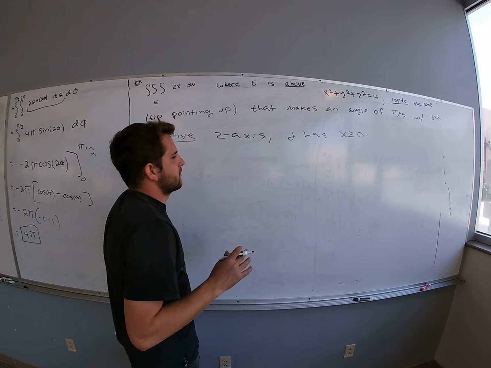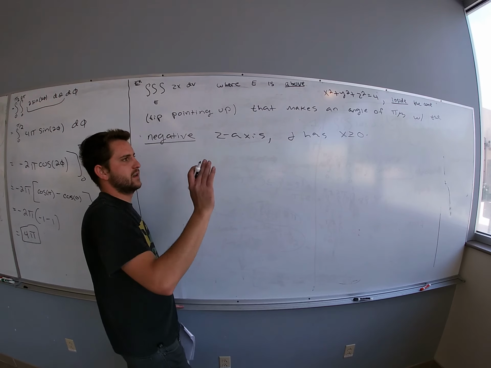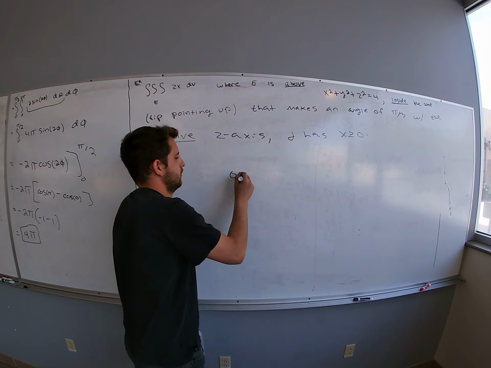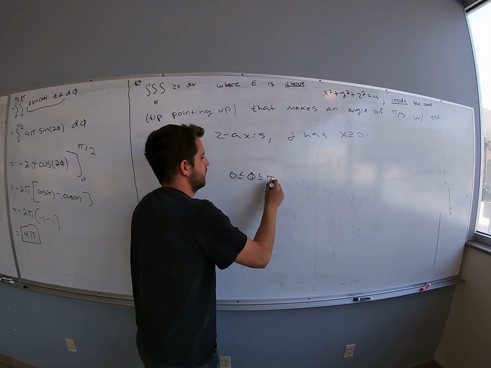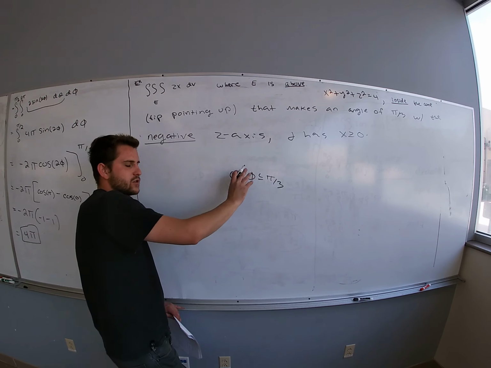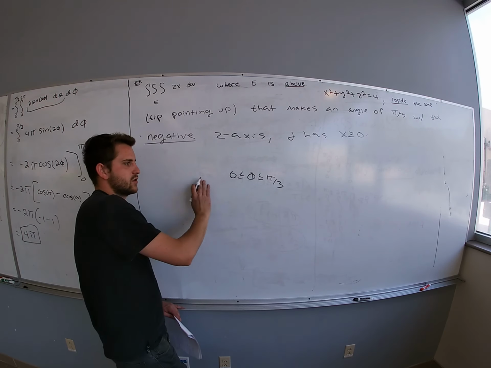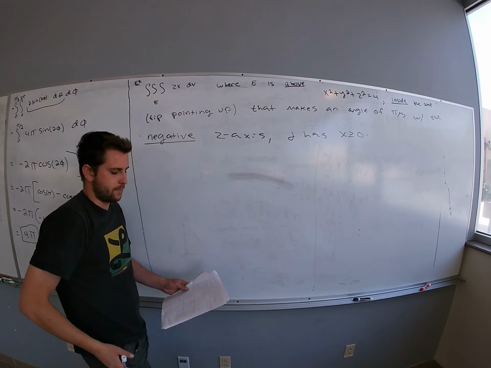Now, at first it might be tempting to say, oh, an angle of pi over 3 with the z-axis, and say that, oh, immediately phi goes between 0 and pi over 3. But this is the negative z-axis, okay? What phi is usually measured from is from the positive z-axis, okay? So let's not make that assumption quite yet, okay?